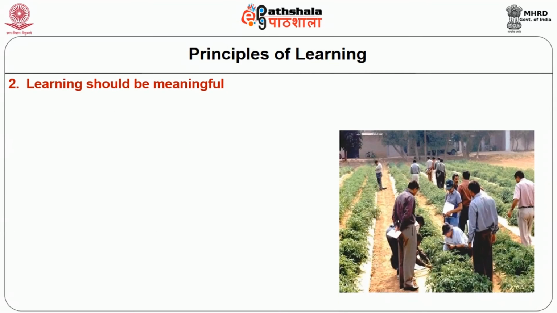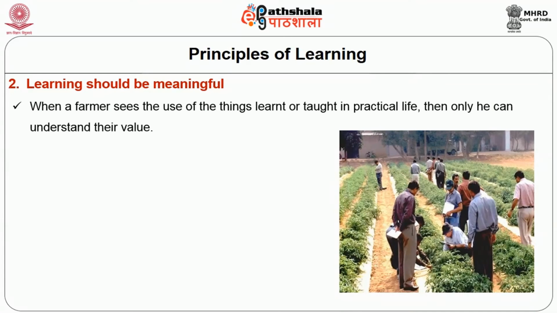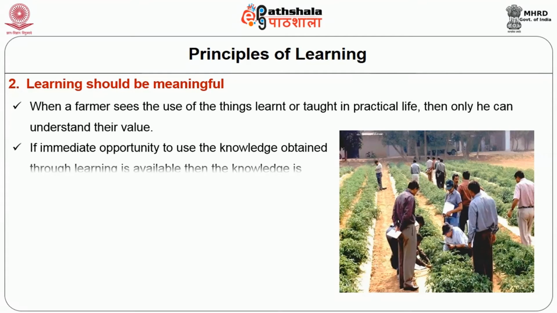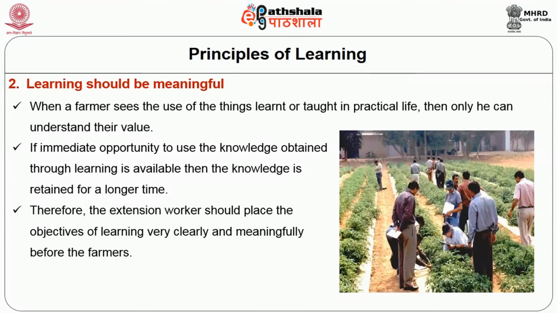Number 2, learning should be meaningful. When a farmer sees the use of the things learned or taught in practical life, then only he can understand their value. If an immediate opportunity to use the knowledge obtained through learning is available, then the knowledge is retained for a longer time. Therefore, the extension worker should place the objectives of learning very clearly and meaningfully before the farmers.